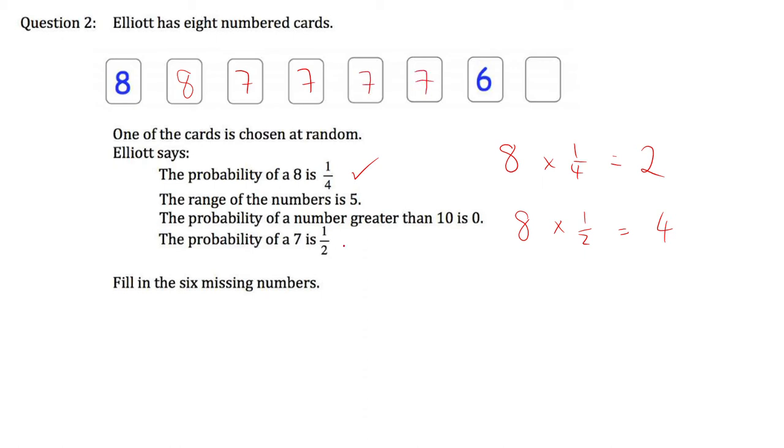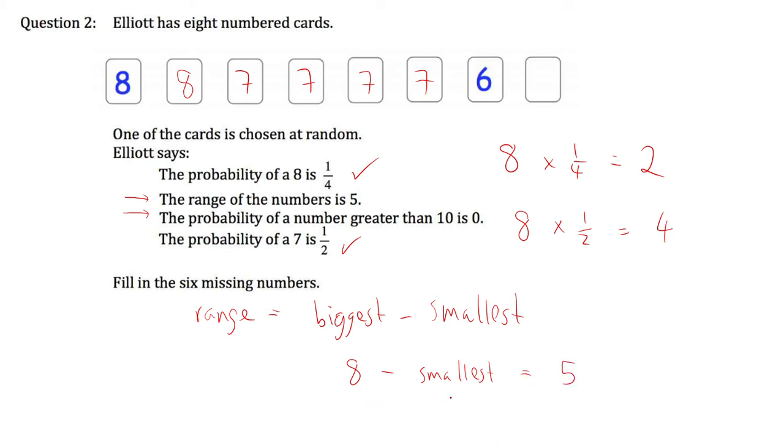Okay, now we're left with these 2 bits of information. I'm going to deal with the range first. The range of a set of numbers is the biggest take away the smallest. Now, the biggest number we have here is 8. So let's call 8 our biggest number. If the range is 5, then the biggest take away the smallest, so 8 take away the smallest, should equal 5, which means the smallest number should be 8 take away 5, which is 3. So the smallest number should be 3.